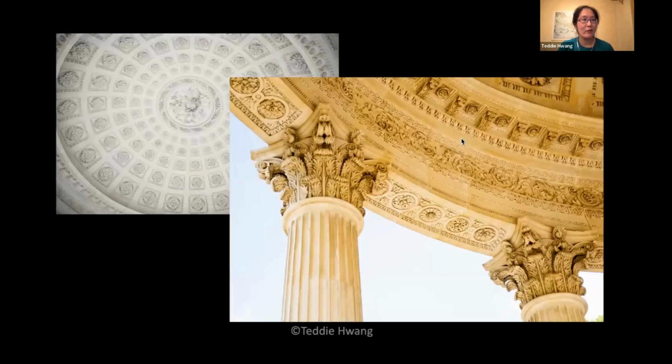Same thing with this pavilion here, also in Versailles.